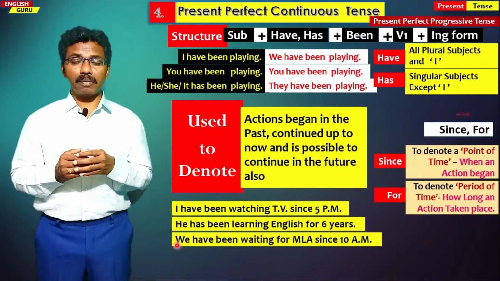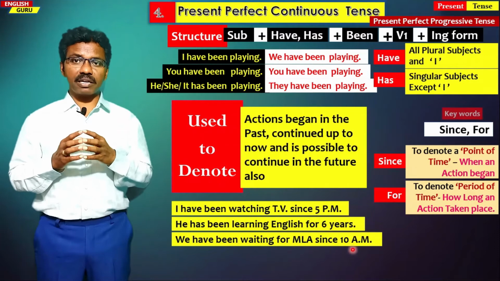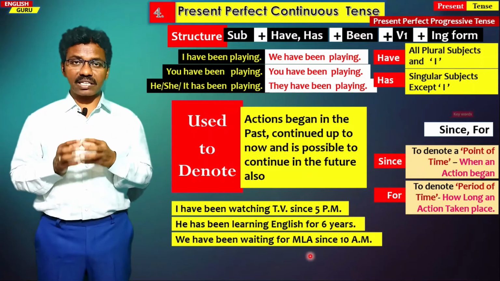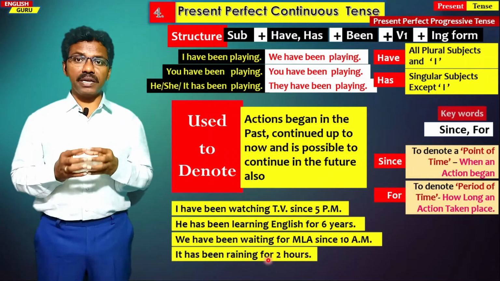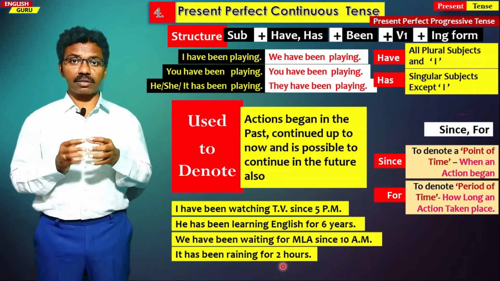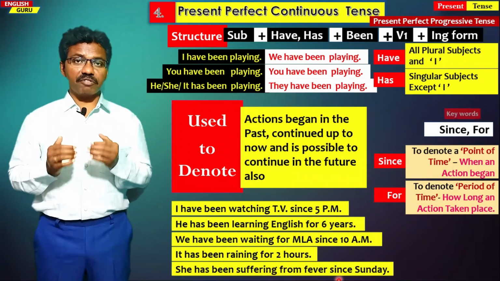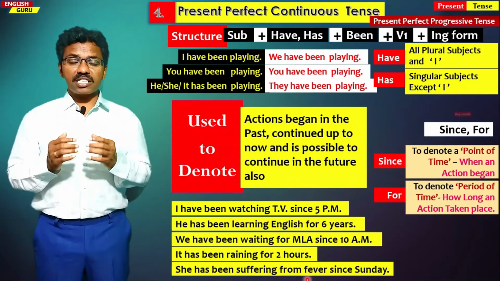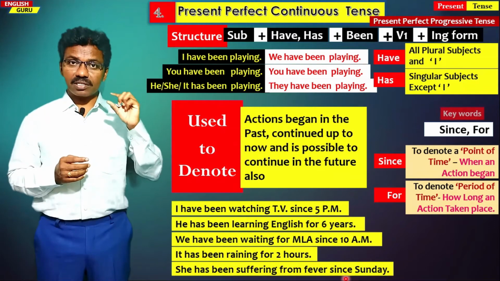In a similar manner, in the next sentences, we have been waiting for Amelia since 10 a.m. Activity started at 10 a.m. So since. In the next sentence, it has been raining for 2 hours. Period of time, 2 hours. So for 2 hours. In the next sentence, she has been suffering from fever since Sunday. So the action started on Sunday.